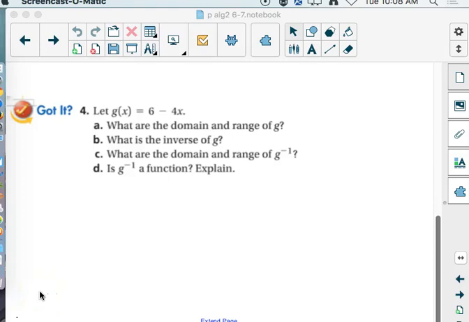The hardest part of inverses is not finding the inverses, because it's two steps. You switch the x and the y and you solve for y. That is never the tough part for inverses. The tough part for students is always this domain business. You know, what do I do with this whole domain business?